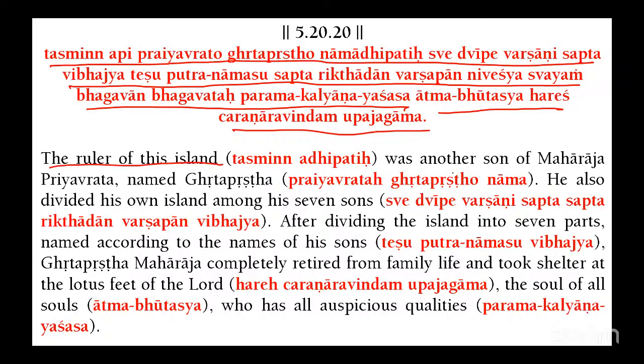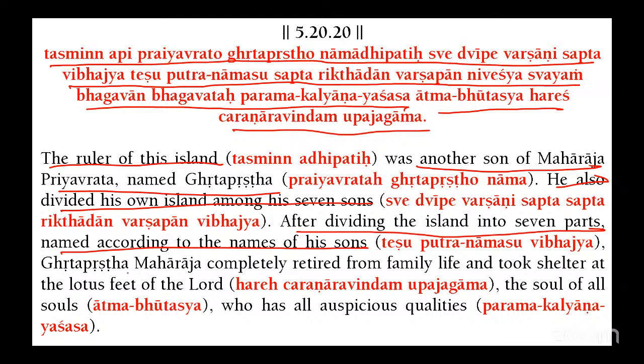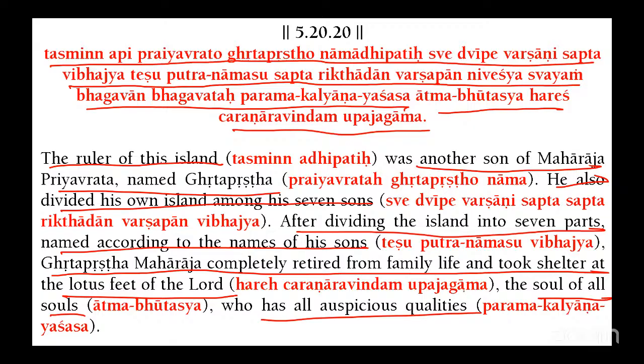The ruler of this island was another son of Maharaj Priyavrata named Gritaprishta. He also divided his own island amongst his 7 sons. After dividing the island into 7 parts, named according to the names of his sons, Gritaprishta Maharaj completely retired from family life and took shelter at the lotus feet of the Lord, the soul of all souls, who has all auspicious qualities.